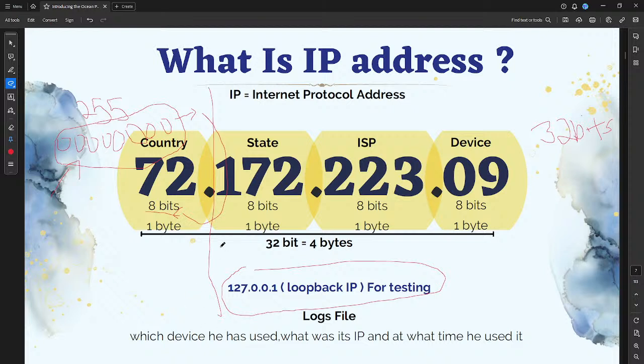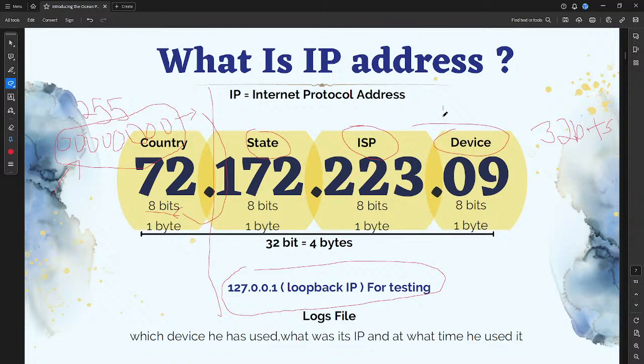So right now I hope I've been able to help you understand these IP addresses. I know we can all see here device, ISP, state, country. What does this mean? Simply, when you look at an IP address, how are you able to understand what address is given to your own device?